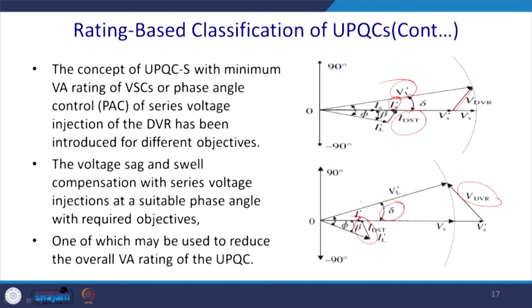So, what we can say here is the concept of the UPQC-S with the minimum VA rating, we switch cost, the major cost here. The rating of the VSC or the phase angle control, in abbreviation PAC, of the series voltage injection of the DVR has been introduced for different objectives. The voltage sag and voltage swell compensation with series voltage injection at a suitable phase angle with the required objective can be achieved. That is what has been shown here. One of which may be used to reduce the overall VA rating of the UPQC.